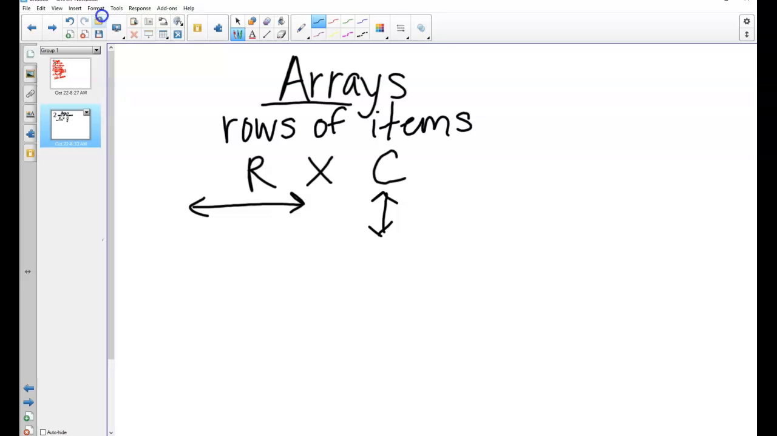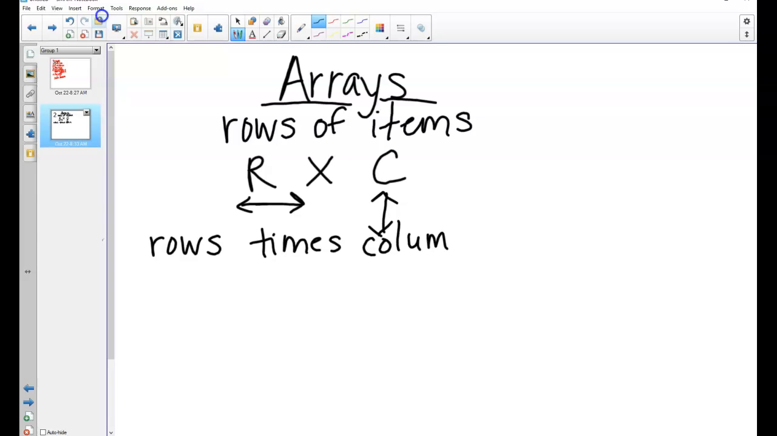We're going to put arrays at the top. And then arrays, all that means is you're going to have rows of items. We have rows times columns. Okay, so rows. So the C stands for columns. Columns go up and down, like we said.